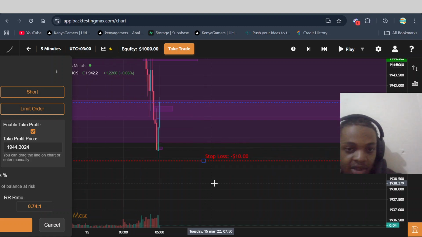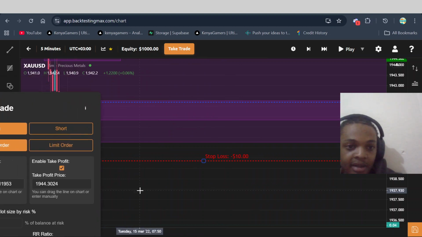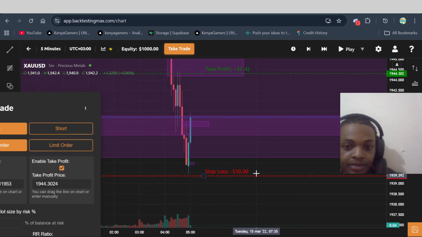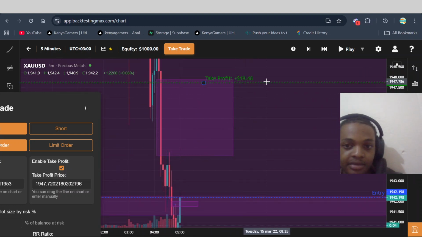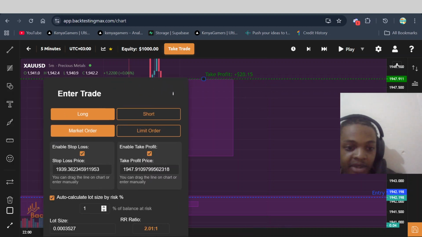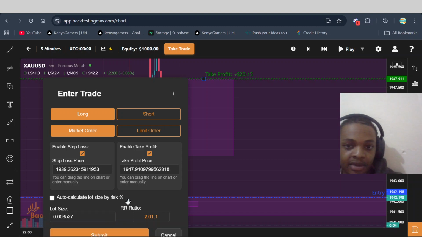So I'm just going to put a stop loss there, and then we look to target 2R and a slightly bigger lot size. So I'm just going to remove one zero.